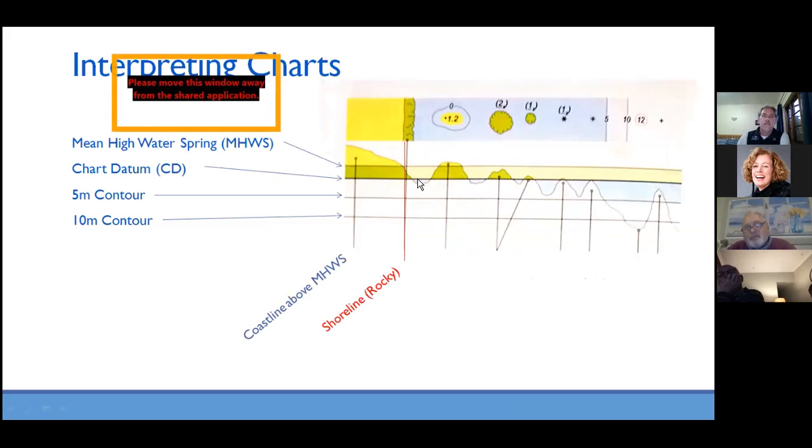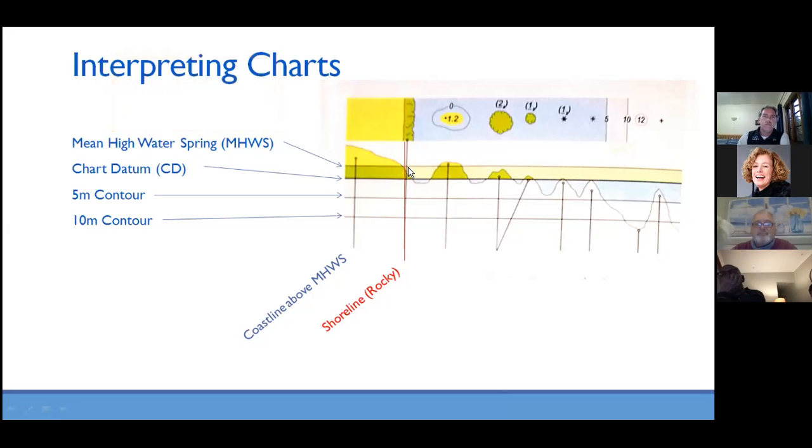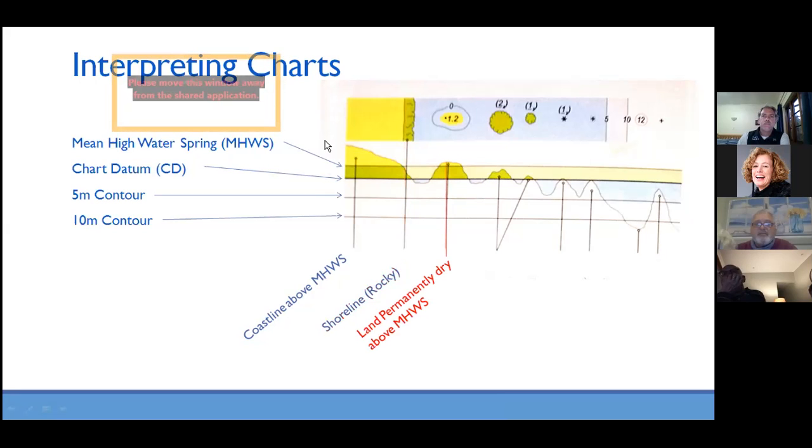Note that is the difference between chart datum and mean high water spring. So at high water spring, that shoreline might have actually vanished completely to the human eye because the water's come up. And then at low water, it might well look much bigger. But permanently dry land will appear on the chart as dry land. You see the zero ring around our little piece of dry land there?